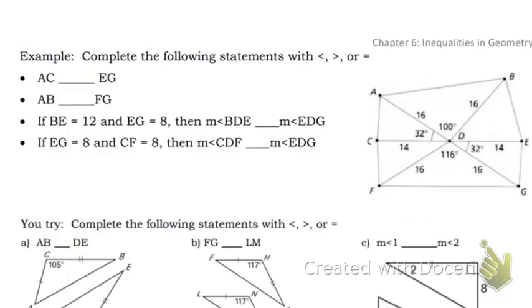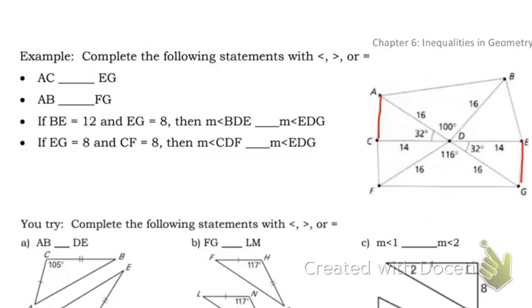All right, so some examples really quick. It says, complete the following statements using less than, greater than, or equal to. In this case, we're talking about AC and EG. Let me highlight those two things with red. So we're talking about AC and EG. In order to use this theorem, I need to have two triangles with congruent sides on both of them. Well, let's look at this one.